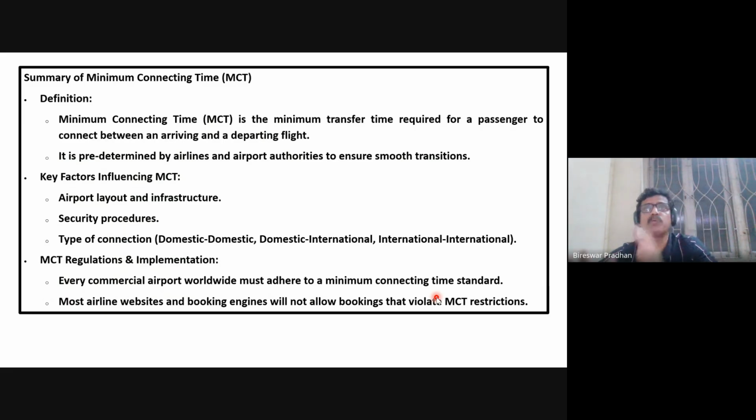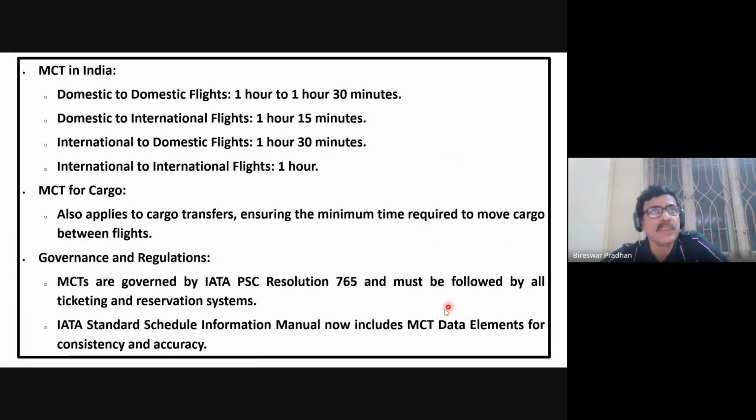Suppose one passenger is going from place A to place B, but lands in place C first, then goes on to B. The minimum connecting time should be required. Most airline websites and booking engines will not allow a booking that violates the MCT restriction, because it is a hazard and creates a problem for them. Now MCT in India: what is it actually, in the context of India?